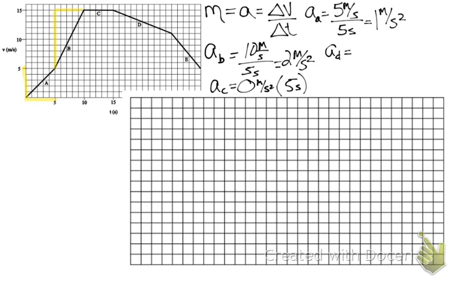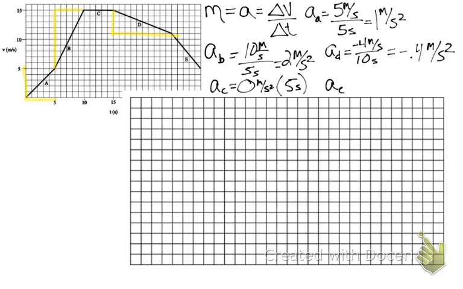And our change in D, first off, it's a negative change because it's going down, right? So it's a negative velocity change of 4 meters per second, and it happens over 10 seconds. So negative 4 meters per second divided by 10 seconds, we're going to get negative 0.4 meters per second squared.